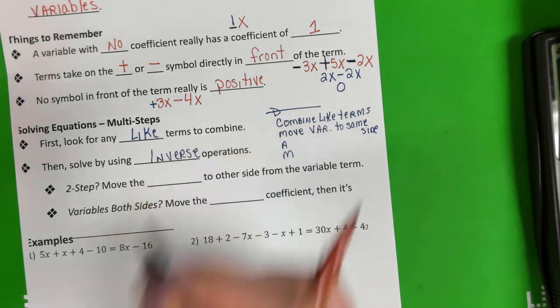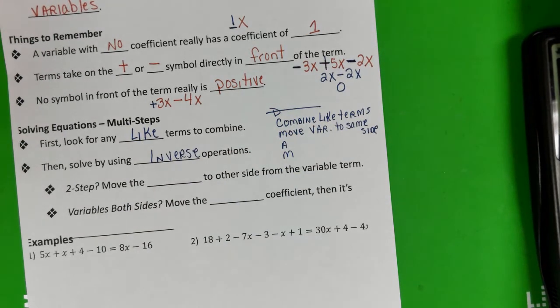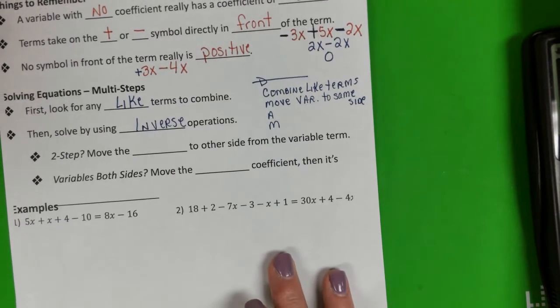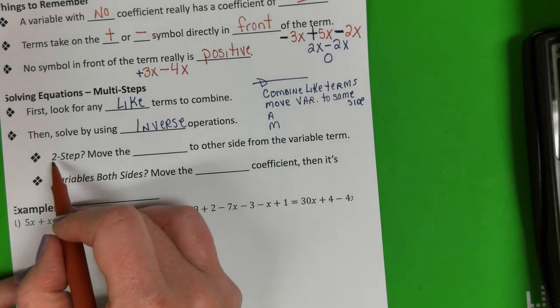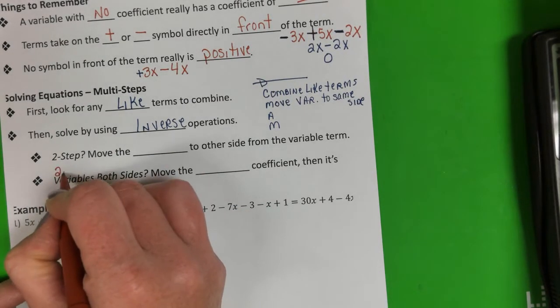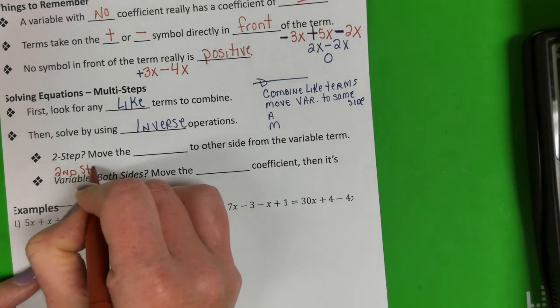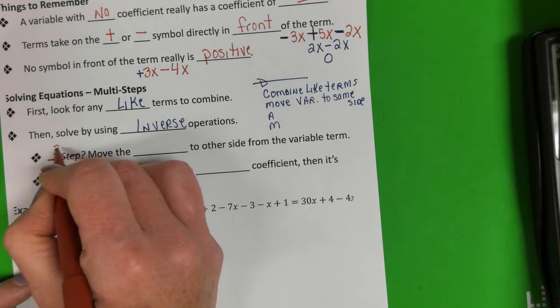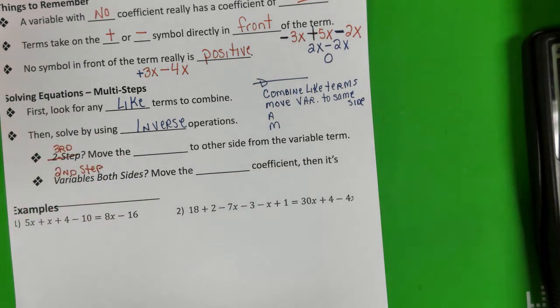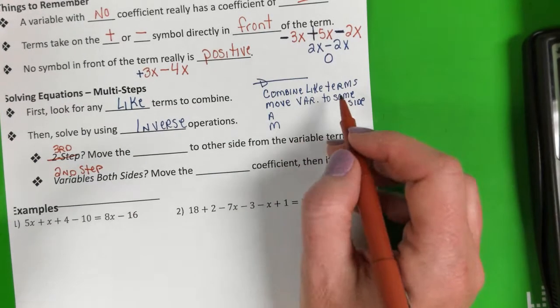Okay, I'll give you a minute to write that down. We always solve equations using inverse operations. So it says the second step. I would really call this the second step, and this the third step, but it would be okay if you switched those steps around. So move the variables to the same side.